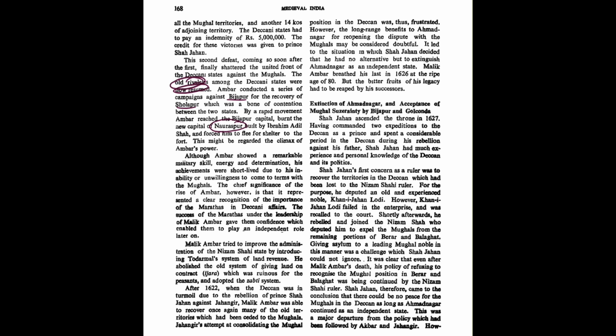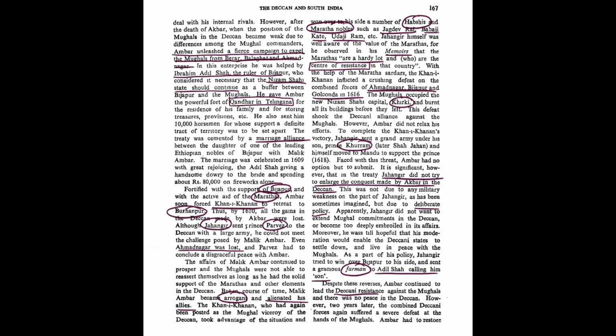Ibrahim Adil Shah was the one who actually had entered into a matrimonial alliance with Ambar by marrying off an Abyssinian daughter from his kingdom to Malik Ambar, and he spent rupees 80K just on the fireworks, and this is what he got.